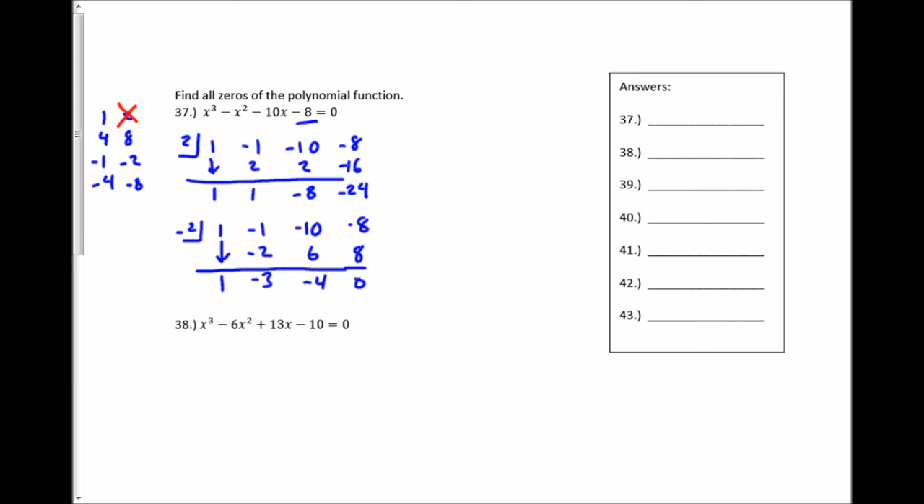Okay? So in other words, x equals negative 2 is one of my solutions, which means this thing factors into an x plus 2. That's where I get the negative 2 from. And then the x squared minus 3x minus 4. And then I can finish solving this one by factoring. I've already got the x plus 2, and I already know what that's going to give me. This factors into an x minus 4 and an x plus 1.